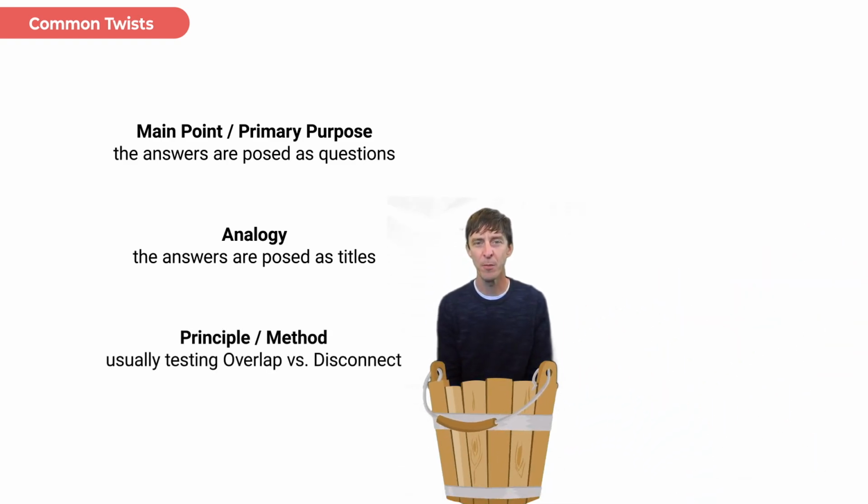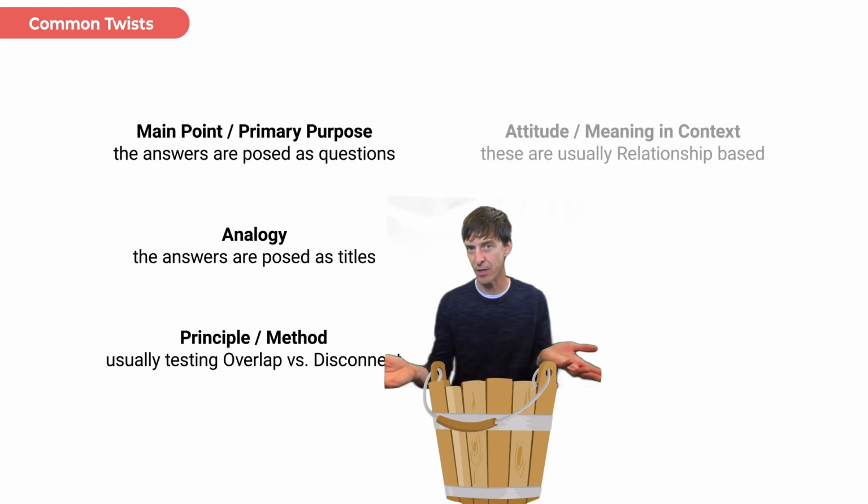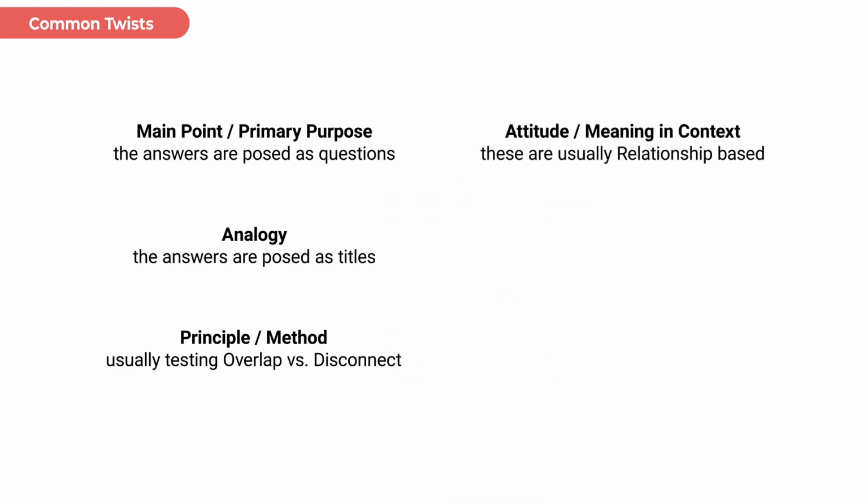Principle questions are usually about overlap. What principle did both authors have in mind? Method questions are usually about disconnect. What's a method that one author used but the other one did not? Attitude and meaning and context are usually more relational. The word or phrase used here in this passage is most similar to what word or phrase used here.